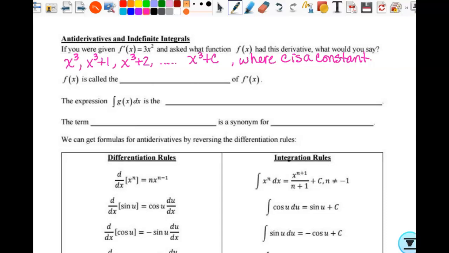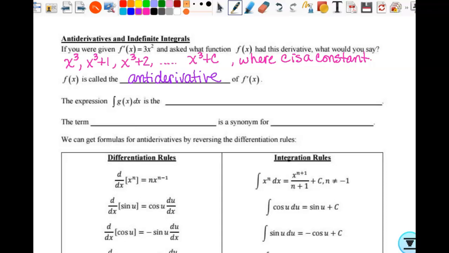So if we take the derivative to get here, to go the other way, we can call it the antiderivative. So f of x is the antiderivative of f prime of x, and f prime of x is the derivative of f of x. Okay, we good with that?